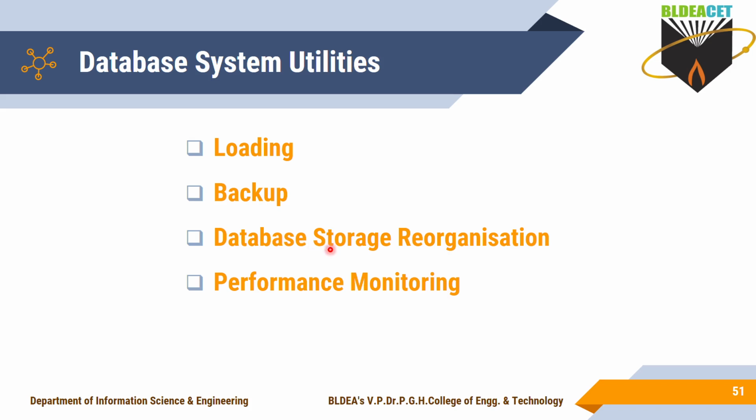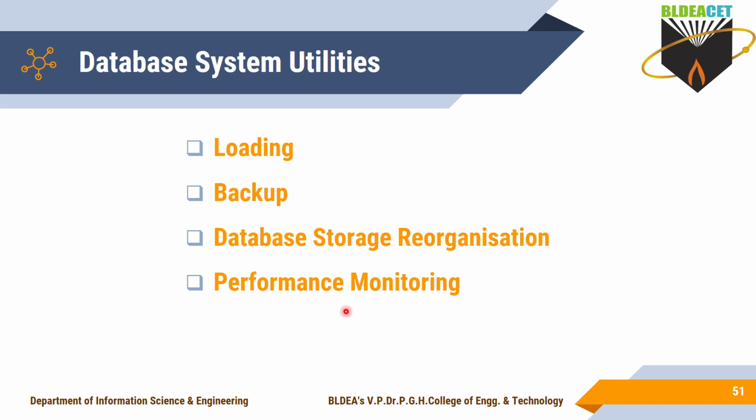Next is database storage reorganization. This utility is used to reorganize a set of data files. The data files you have now can be reorganized into different files. It also creates new access paths. The access paths you had earlier can also be reorganized. For which purpose? To improve the performance.